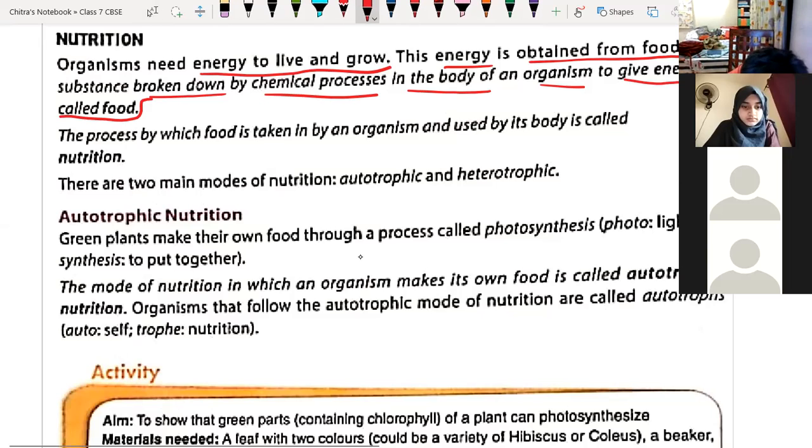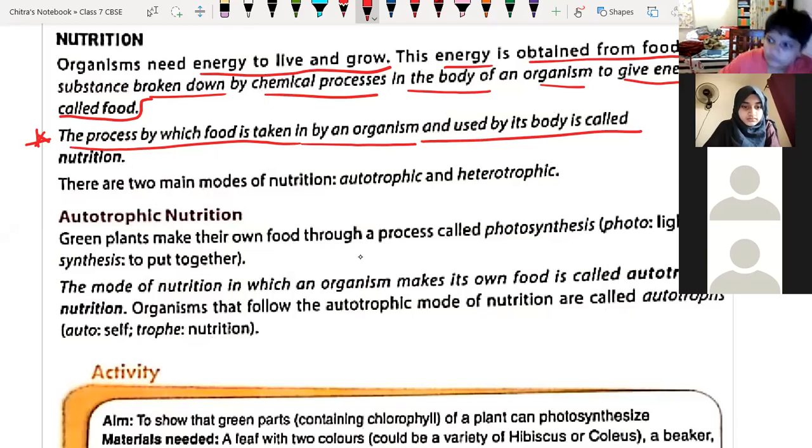See, very important, this is the definition of nutrition. The process by which food is taken by an organism and utilized by the body to stay alive is called nutrition. Very important definition, this is for nutrition.